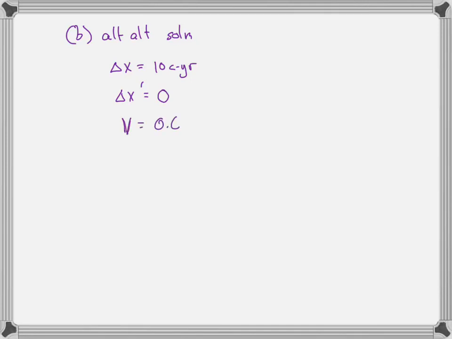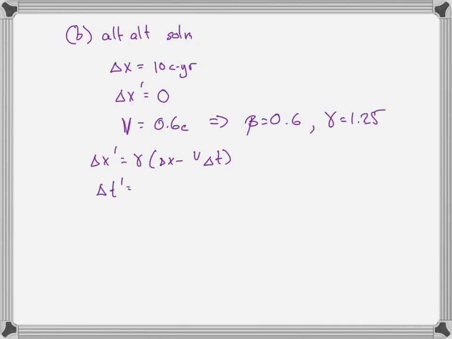V is equal to 0.6 c, so therefore beta is 0.6, and gamma is 1.25, just plugging into those. And we can go ahead and do a Lorentz transformation. Delta x prime is equal to gamma times delta x minus v delta t. Sorry, it's messy. Delta t prime is gamma times delta t minus v over c squared times delta x.